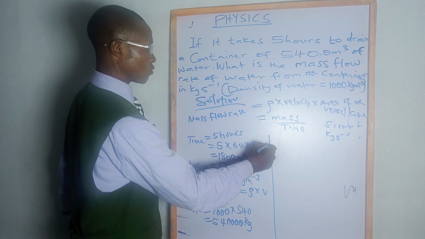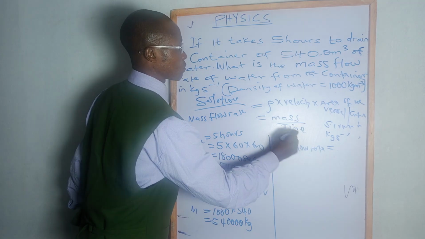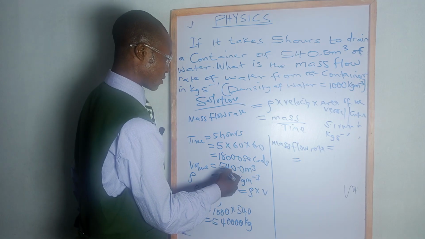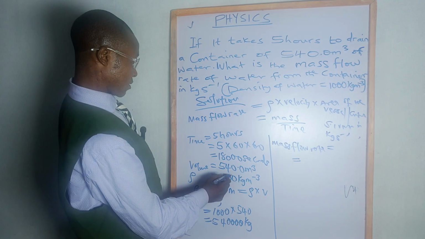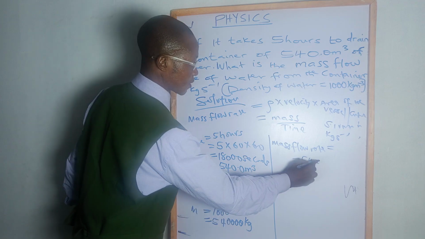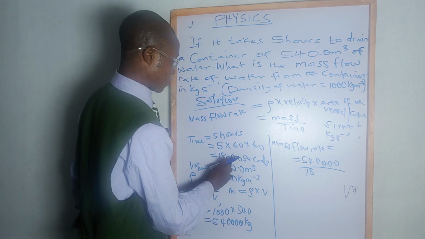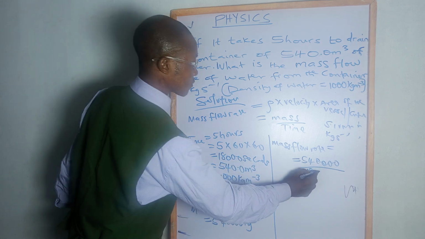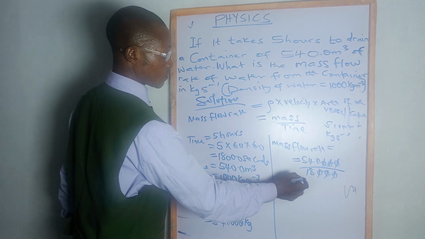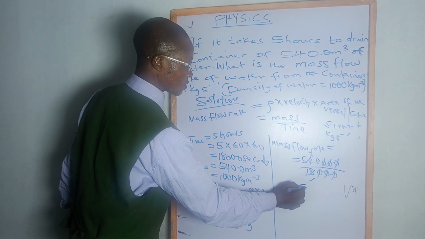Now, over to mass flow rate. Mass flow rate will be mass per time. That will be the whole of this, 540,000, divided by time. What's your time? That's 18,000 seconds. So 540,000 divided by 18,000. You can see the zeros are cancelling out. 54 divided by 18 is 3, then you add the single zero.